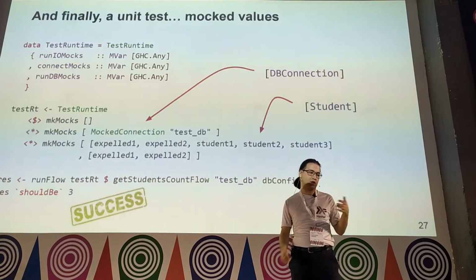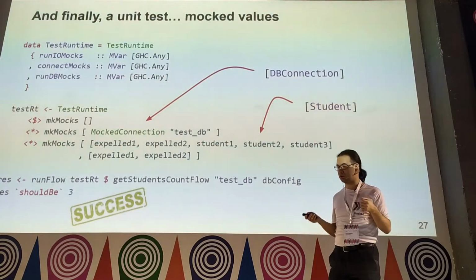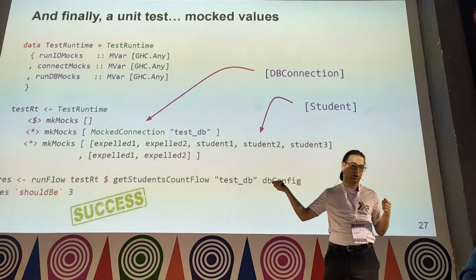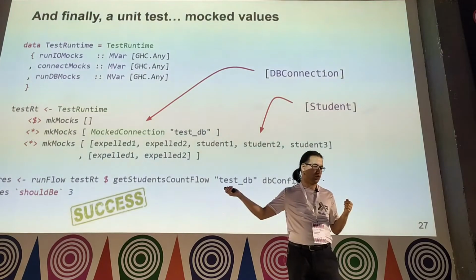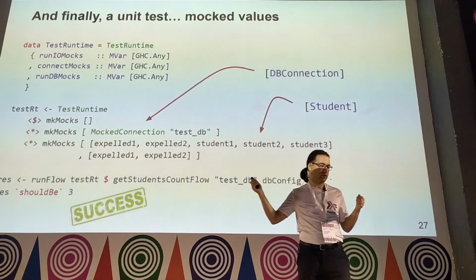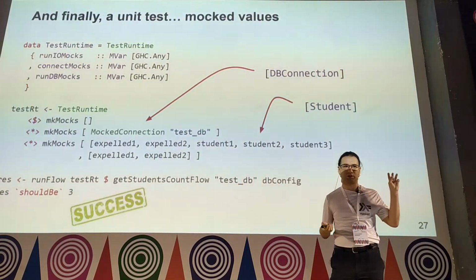How can we fix it? Okay, we can provide some mocks, for example, a mock for the connection or a mock for student values. For each query, we had two queries, right?